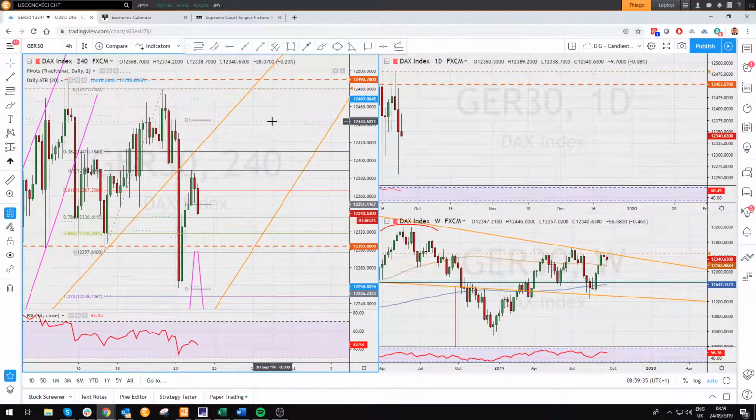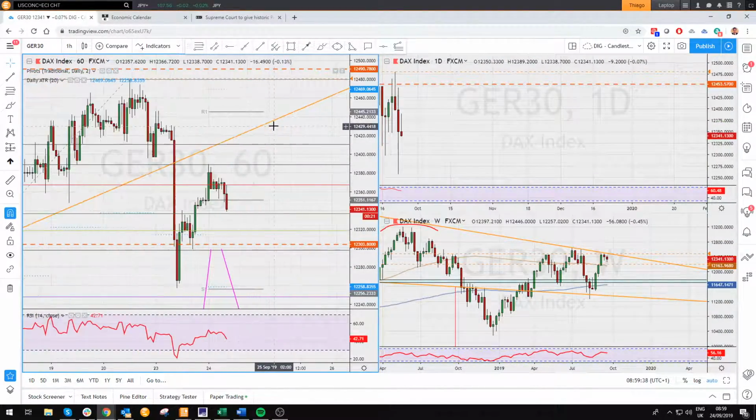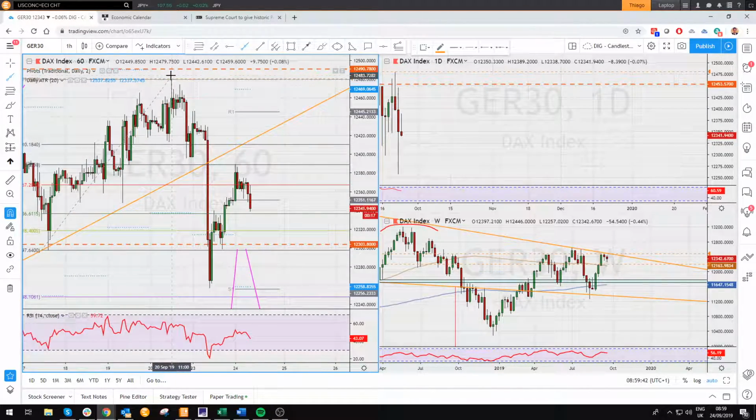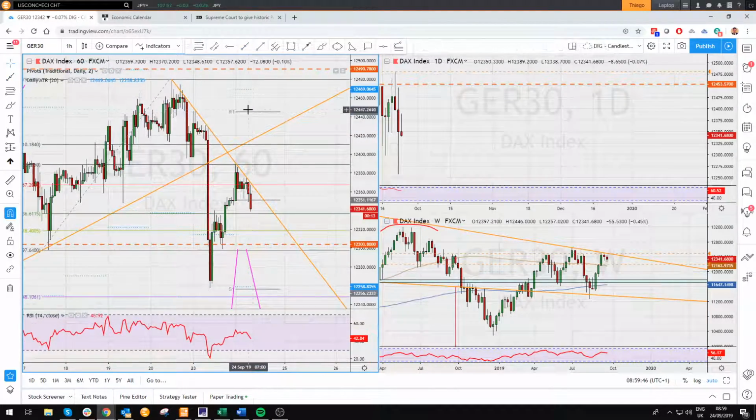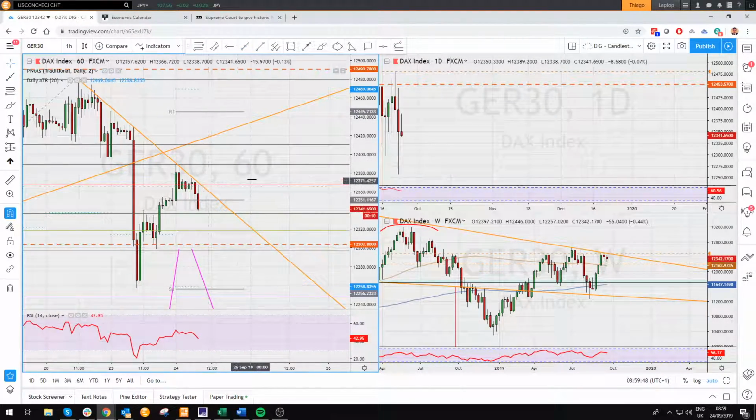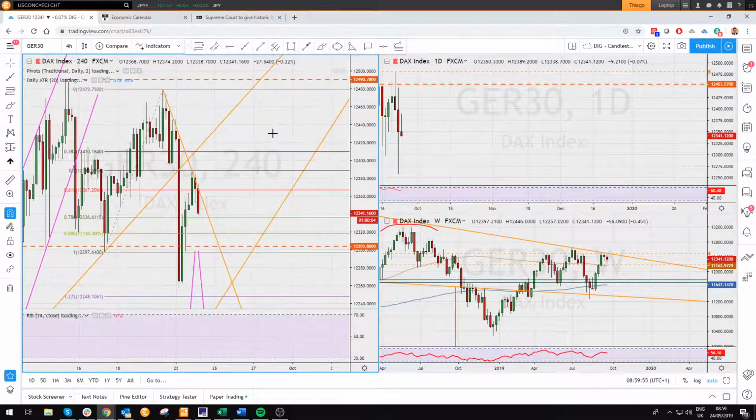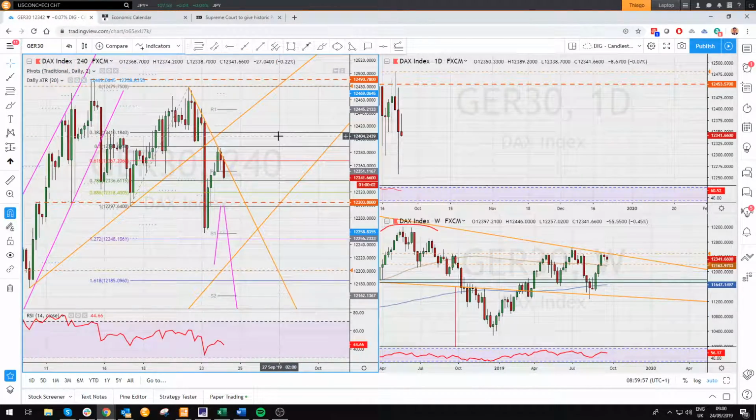Again, the DAX, same thing. If you look at the 1 hour chart, it's easier to see. We are fighting this trend line resistance as well. So I'll be watching equities to see if they can break these trend lines today.